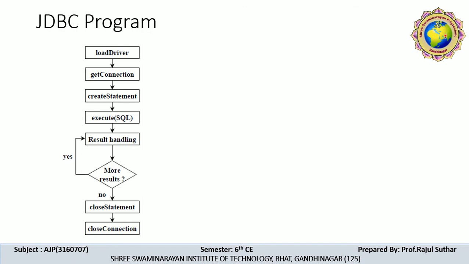We require this type of flow chart to perform the JDBC program. First, we load the driver that we require in our program. Then get the connection. We require create statement, execute SQL query, then we perform result handling. How can we perform the result handling? Search for more and more results. If a result is not getting, we repeat the loop, and after all, we complete the statement. So close the statement and close the connection.